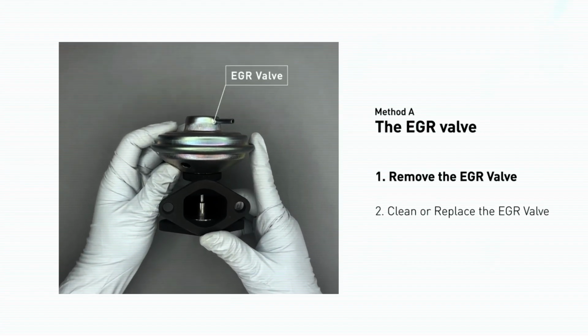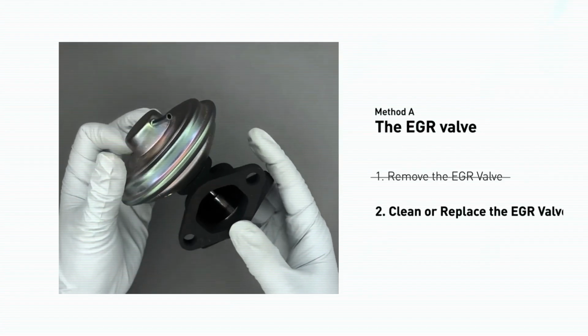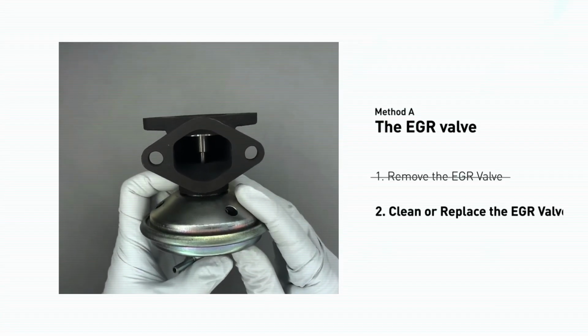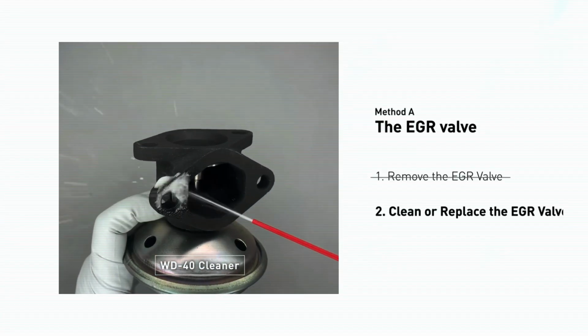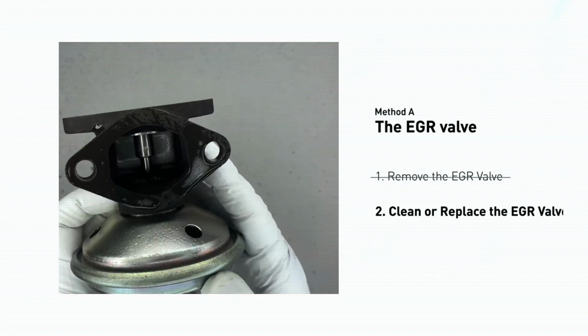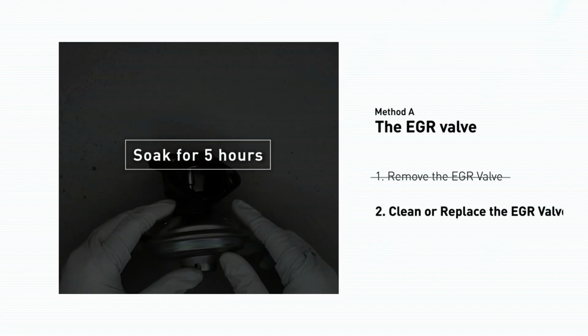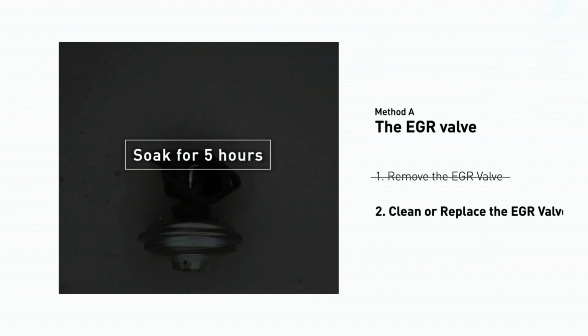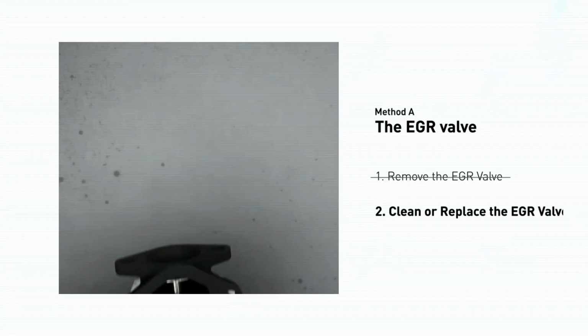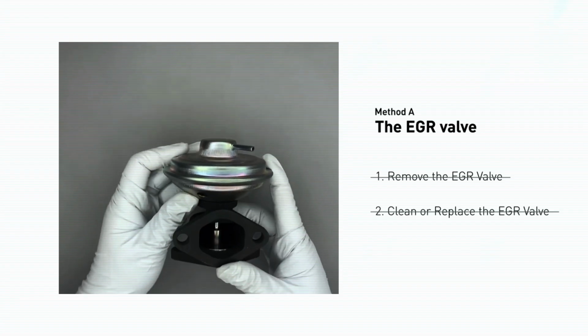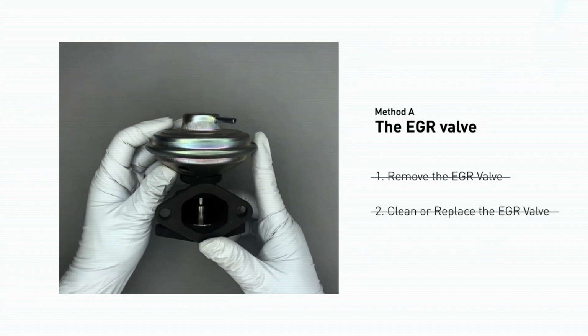First, carefully remove the EGR valve from your car. Turn the EGR valve upside down and fill it up with the WD-40 cleaner. Let it soak for 5 hours for the solvent to get rid of all the carbon buildups. After the cleaned EGR valve gets dry, reinstall it back in the car. If it is too dirty to be cleaned, you may replace it with a new EGR valve.